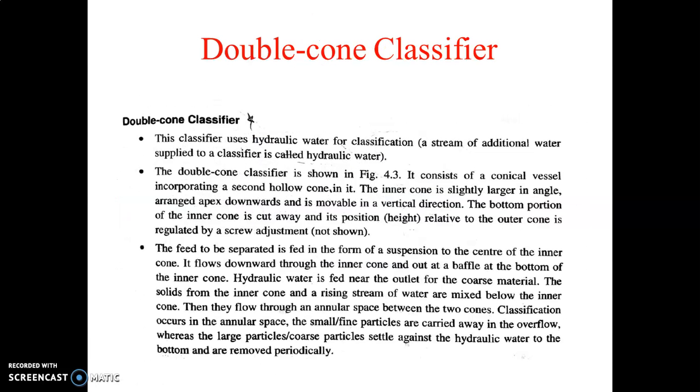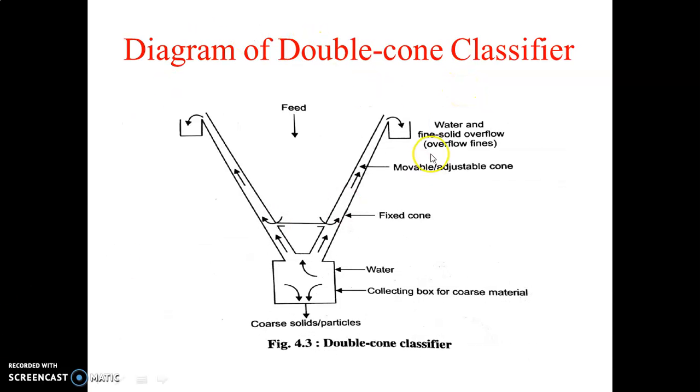So here there is another equipment which is used for the classification of the solid material, called a double cone classifier. This is the figure of the double cone classifier. Double cone means it has a first cone and there is another cone. For that purpose it is called a double cone classifier.